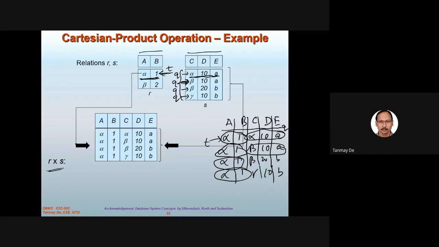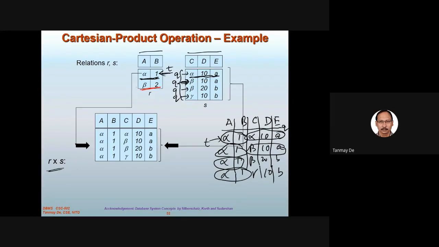Up to that, is there any question, or is it okay? Is it okay? Yes or no? That is, the first row is combined with each of the rows of S. Now consider the second row. Again, the second row is combined with each of the rows.